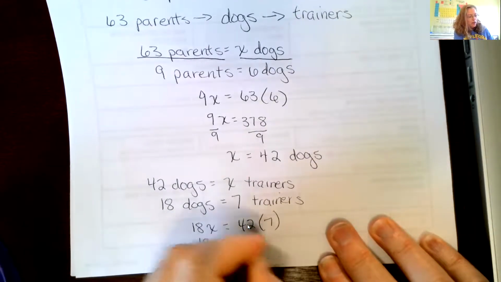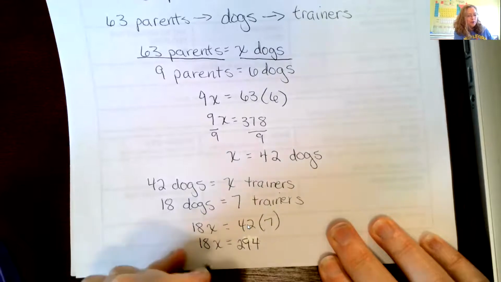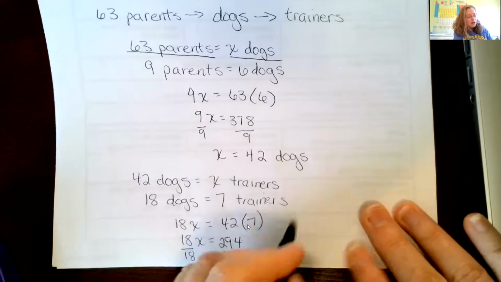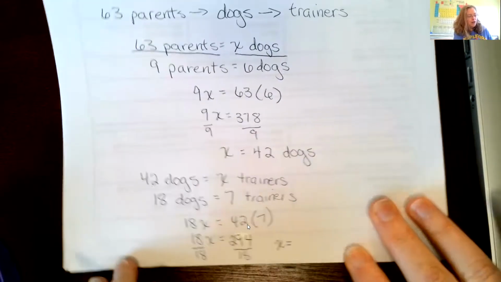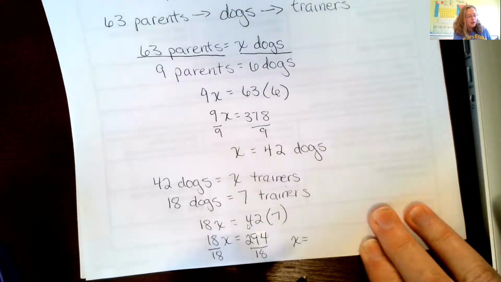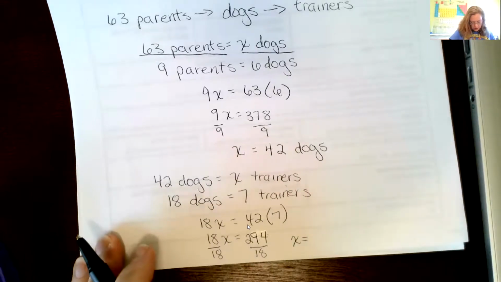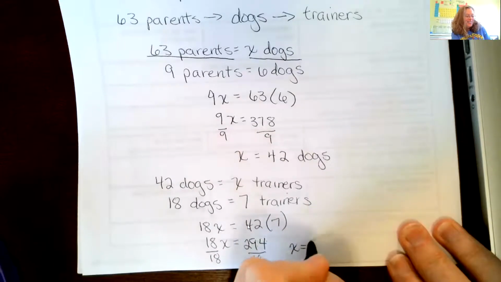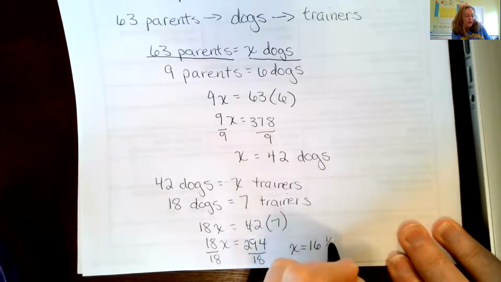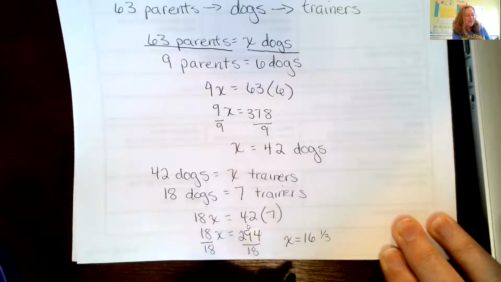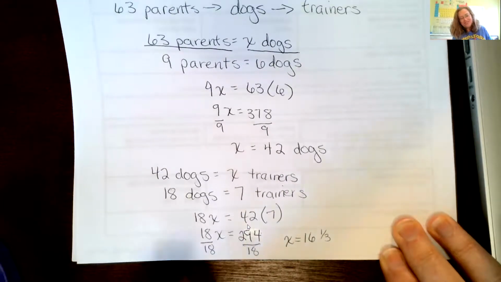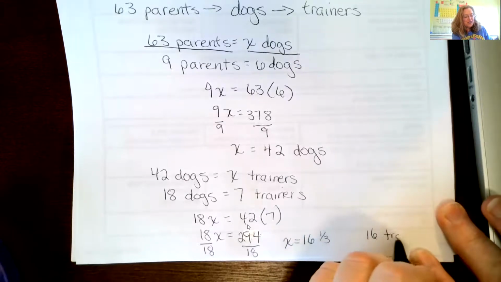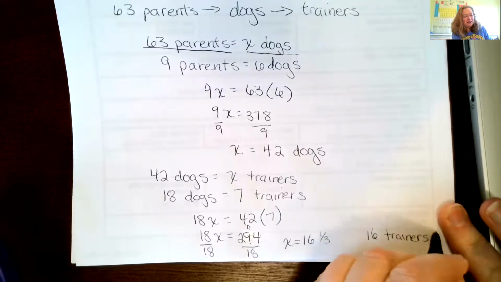This is going to be 4, carry the 1, 294. There we go. We'll divide both sides by 18. And x should equal, I already forgot what the answer is, something 0.3333. 16. 16, thank you. 16 and technically 1/3, 16.3333. We were asked to approximate how many, so our final answer would have been 16 trainers are going to be needed on hand.